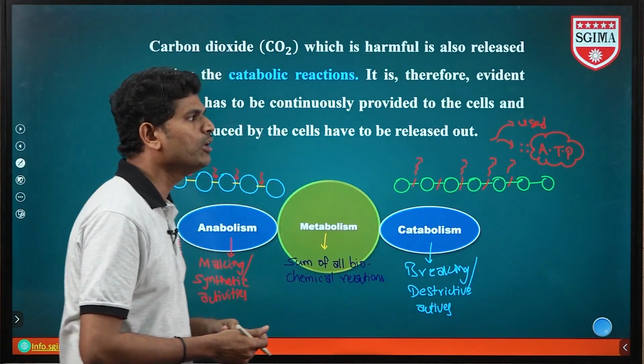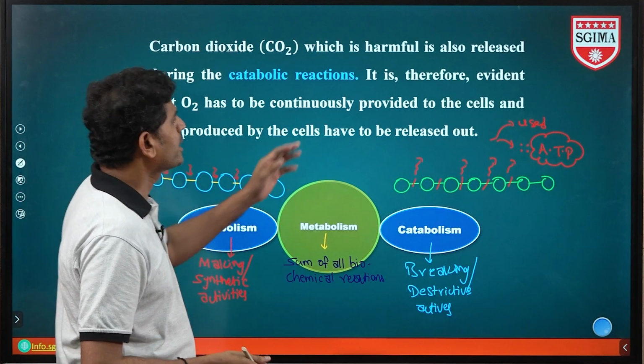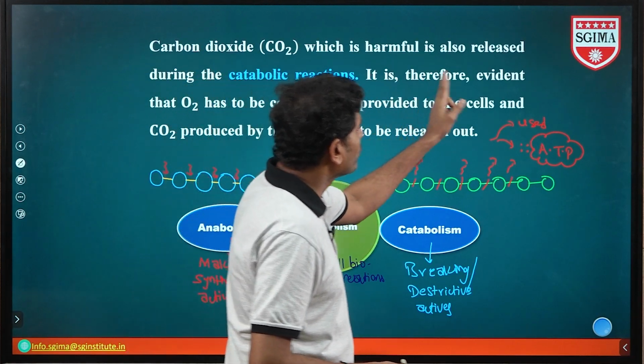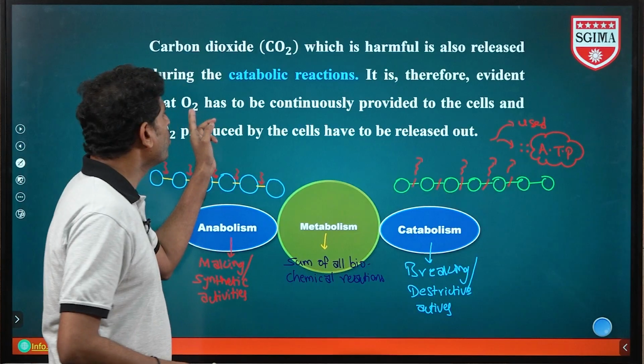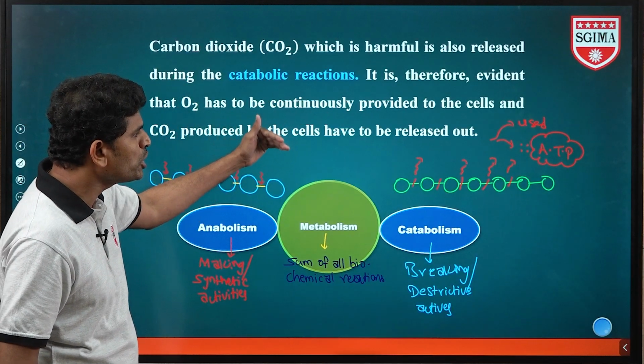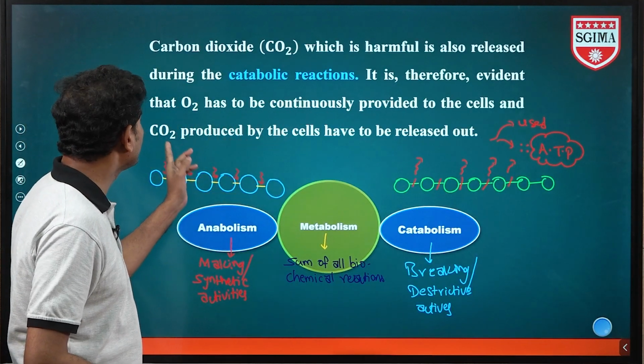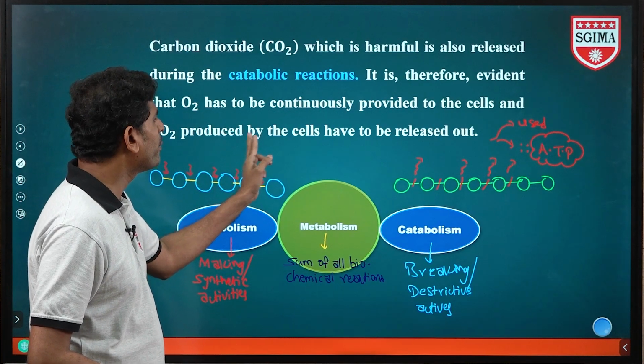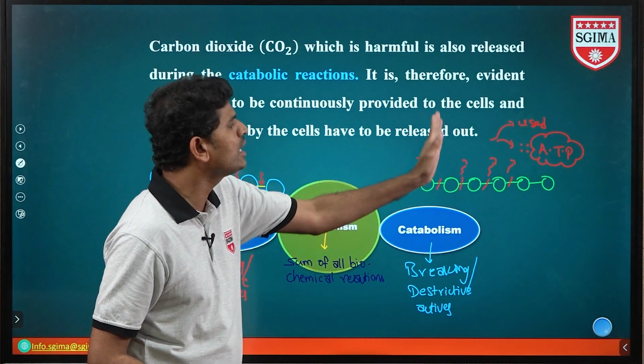That is nothing but eliminate from the cells. Okay. Next point. It is therefore evident that O2 has to be continuously provided to the cells, and CO2 produced by the cells has to be released outside.